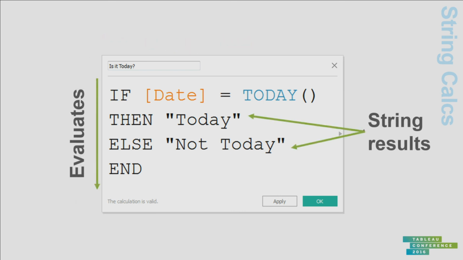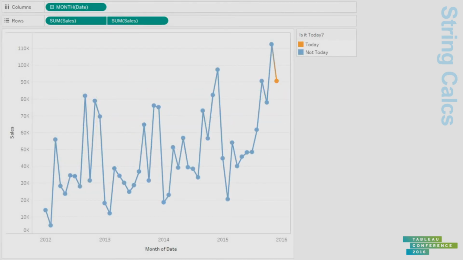However, this still evaluates the expression, since it's an if-then expression, and it stores string results. But there's only two returns here, right? Something is either today or not today. And this produces a correct result. Can someone tell me how we could simplify that calculation?